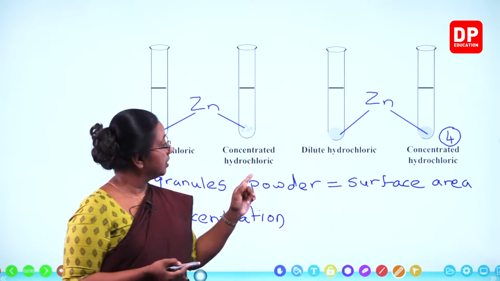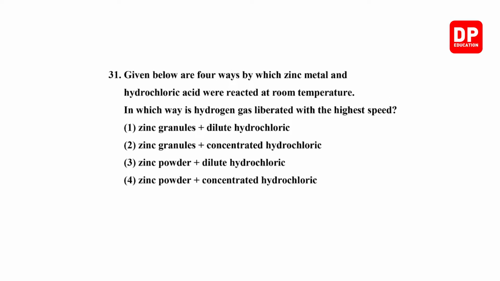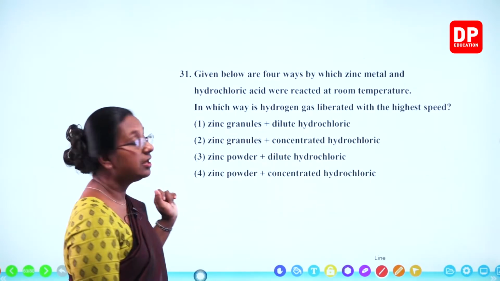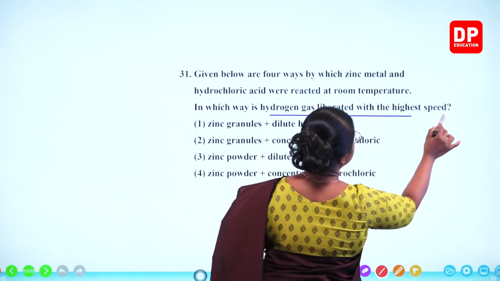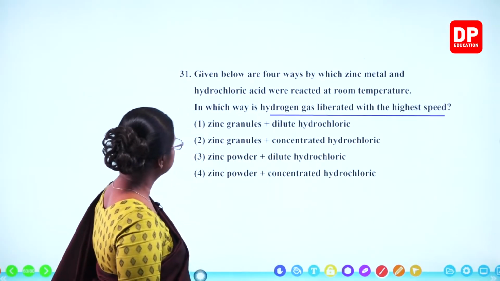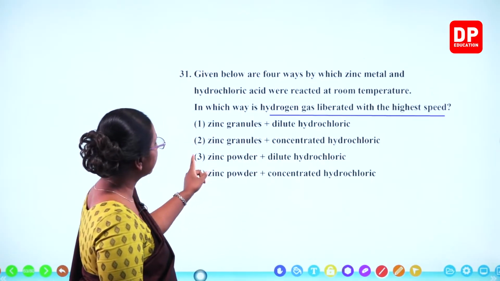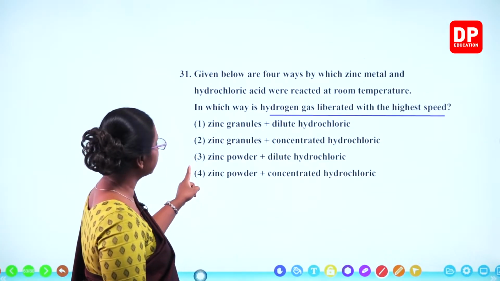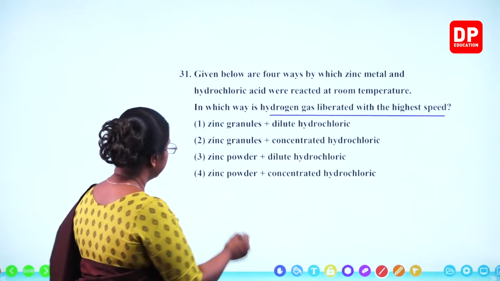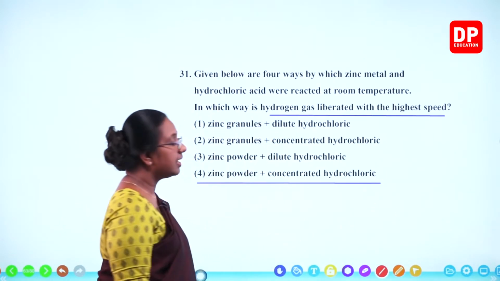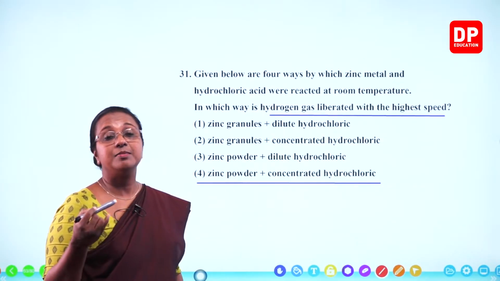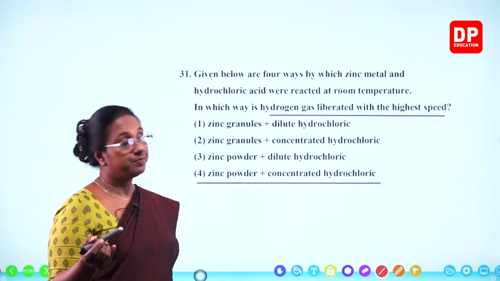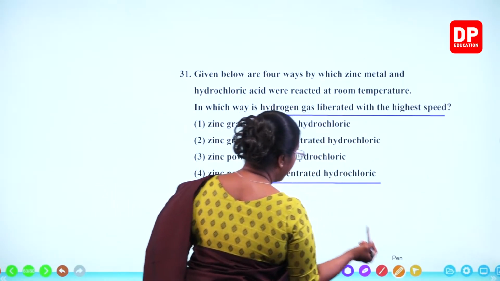Is that clear? So there, if we answer the question: given below are 4 ways by which zinc metal and hydrochloric acid were reacted at room temperature. In which way is hydrogen gas liberated with the highest speed? Zinc granules dilute hydrochloric acid, zinc granules concentrated hydrochloric acid, zinc powder dilute hydrochloric acid, zinc powder concentrated hydrochloric acid. So that is where the surface area is high, at the same time concentration of reactant is high. And you all know, here they have said evolving of hydrogen gas.